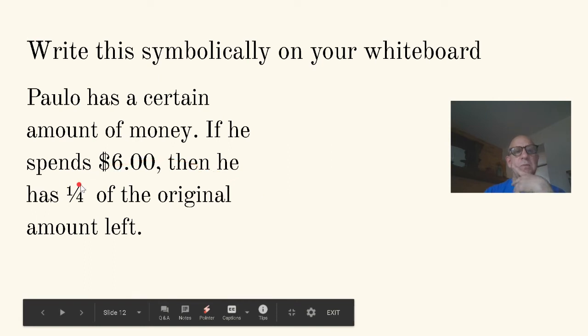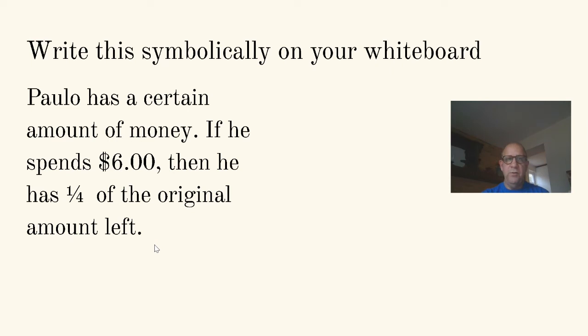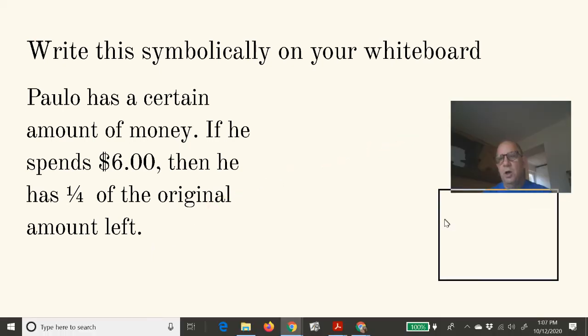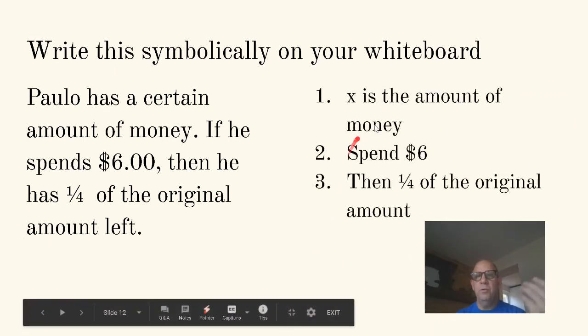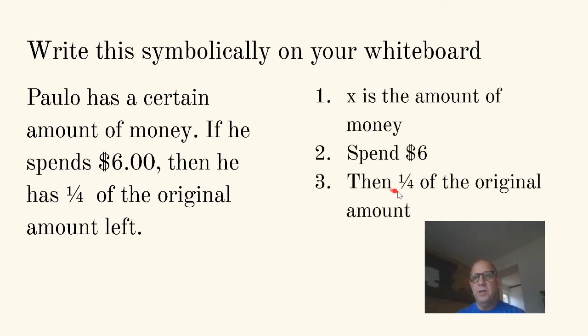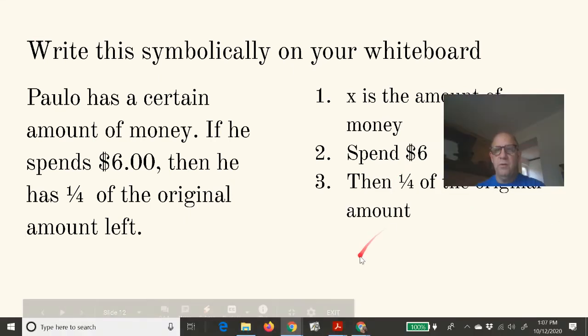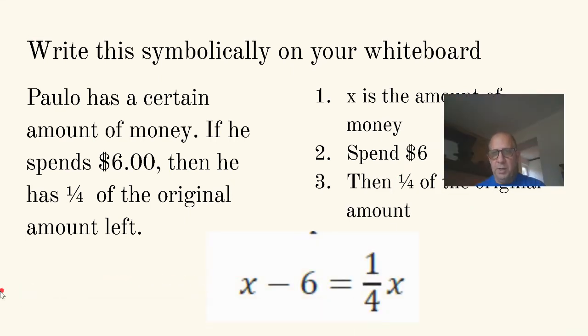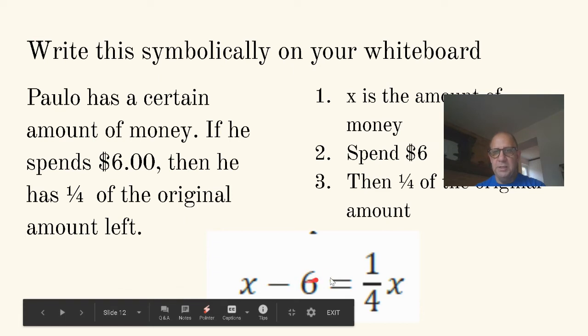So Paulo has a certain amount of money. If he spends $6, then he has a quarter of the original left. So he has money. We're going to call it x because I don't know what it is. Spends 6, so that's minus 6. And then he has 1/4 of the original amount. So x is the amount, spend 6, so x minus 6, equals 1/4 of the original amount.